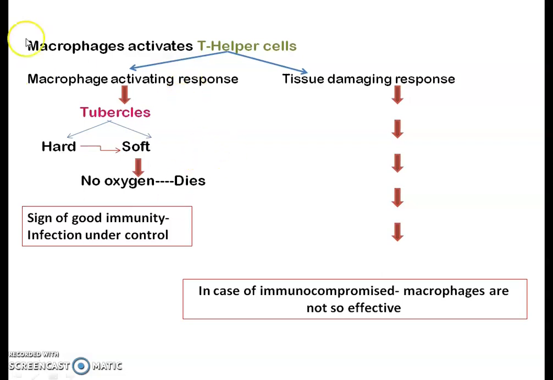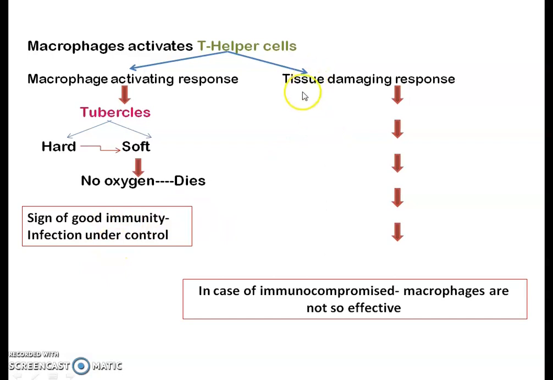If the T helper cells are functioning properly, the macrophage activating response will be activated, and the tubercles form. Inside these tubercles, the bacteria multiply, but they will soon be deprived of oxygen and they die. This is a good sign of good immunity, and the infection will be under control.